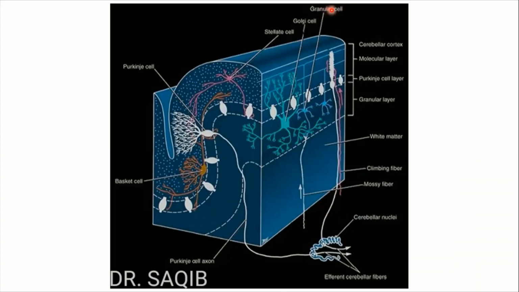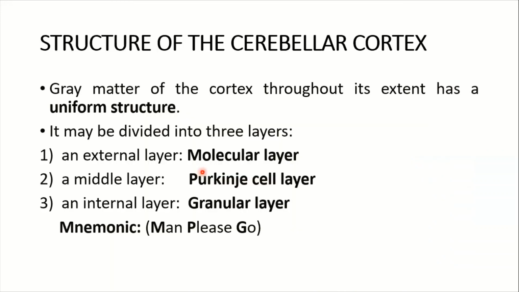First of all, you see these are the granule cells here, right? These are the granule cells. These are the Golgi cells. Here you see the Golgi cells. These are the stellate cells, right? And these are the Purkinje cells here. And these are the basket cells. This is the identification or spotting of the five types of cells.